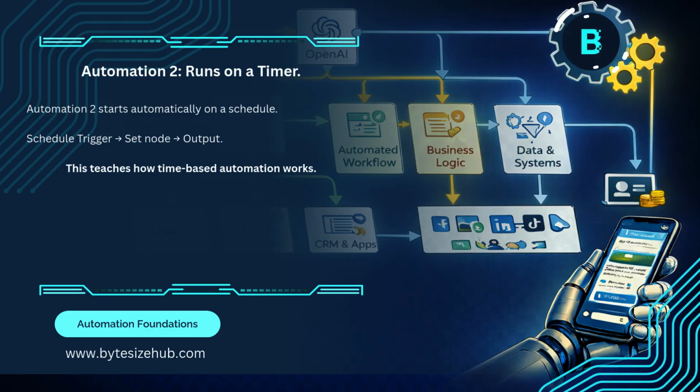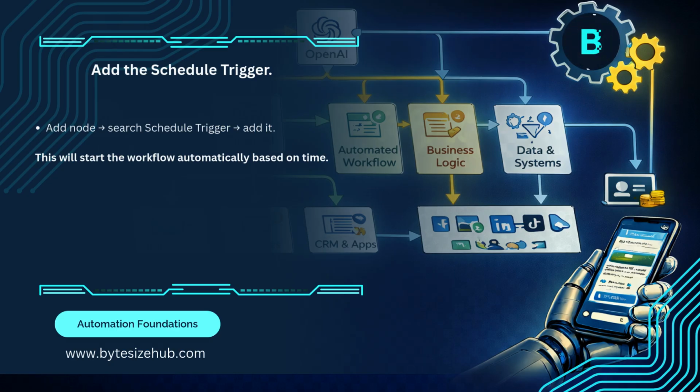Automation 2 starts automatically on a schedule. Schedule trigger, Set node, output. This teaches how time-based automation works. Add the schedule trigger. Add node, search schedule trigger, add it. This will start the workflow automatically based on time.